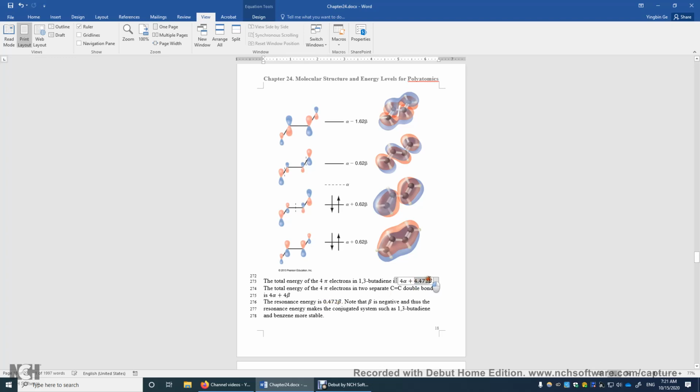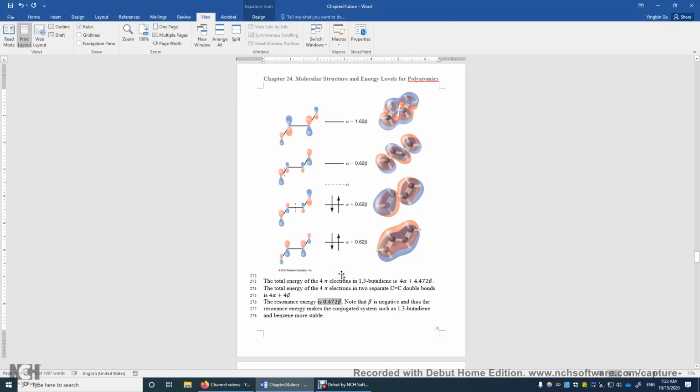So we are comparing this number with conjugation and this number without conjugation. So this 4 beta comes from just 2 separate carbon-carbon double bonds. So this is the resonance energy or conjugation energy. I think beta is negative 1 electron volt, but I might be wrong. This additional resonance energy makes the conjugated system, such as 1,3-butadiene, more stable.